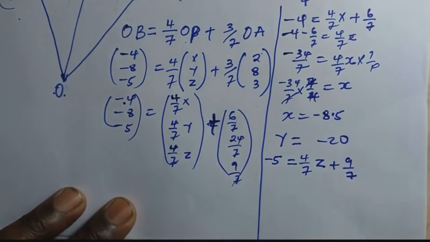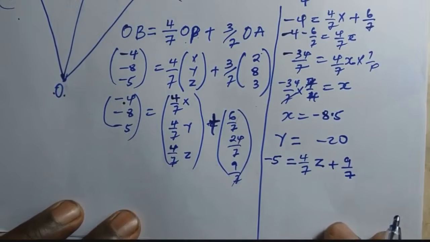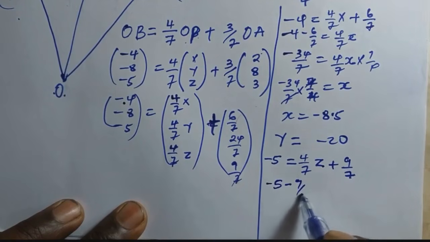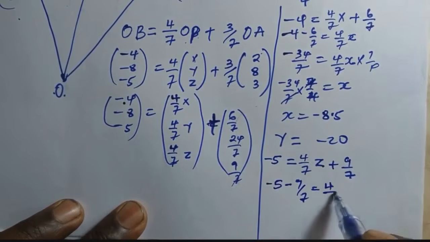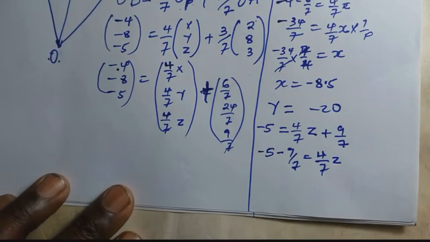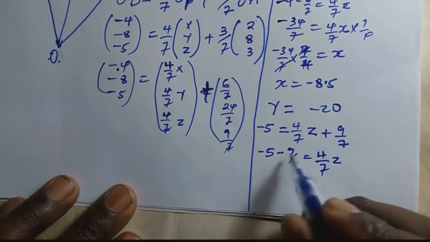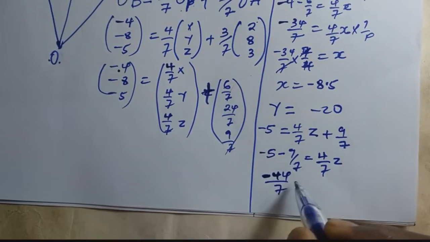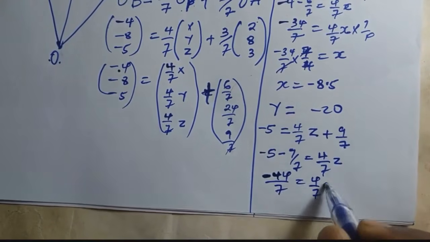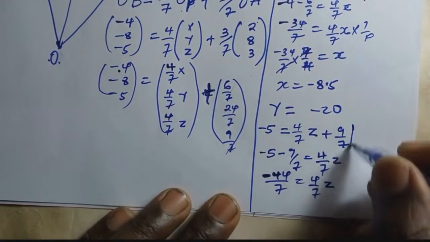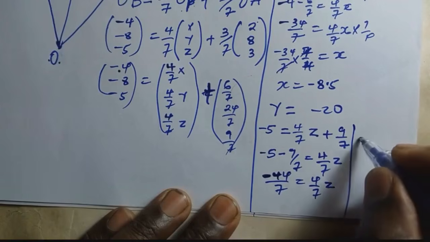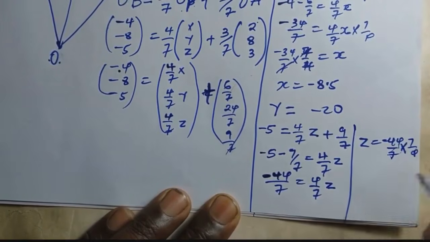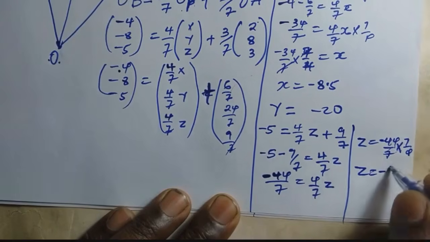Like terms together, take this to the other side. Like things to the other side. When you take this side it will be minus 5 minus 9 over 7 is equal to 4 over 7z. When you put these like terms together, you will get negative 44 over 7 is equal to 4 over 7z. Multiply the reciprocal here, we find that z is equal to minus 44 over 7 times 7 over 4. You will get z is negative 11.